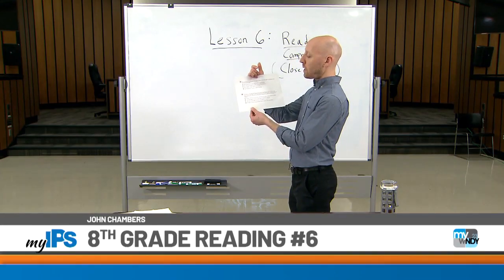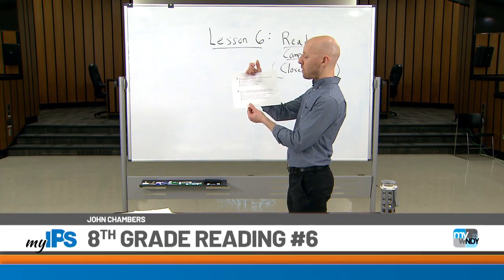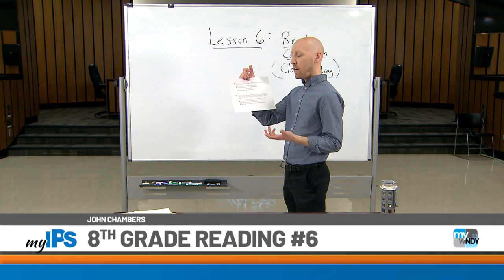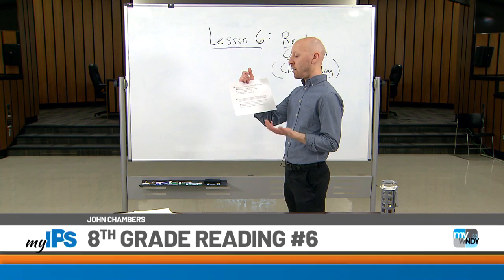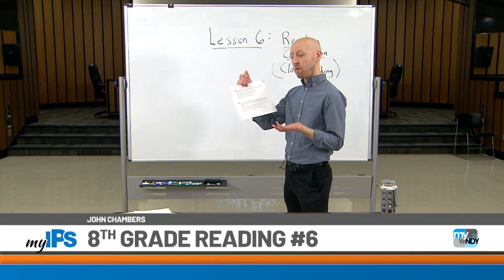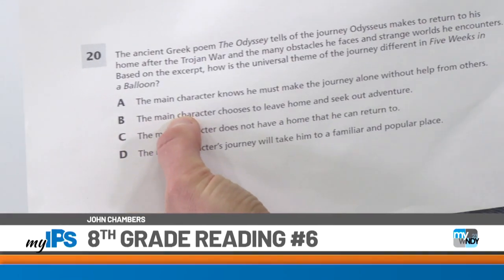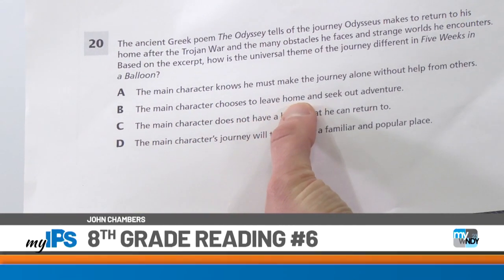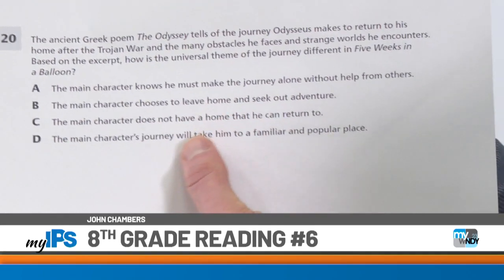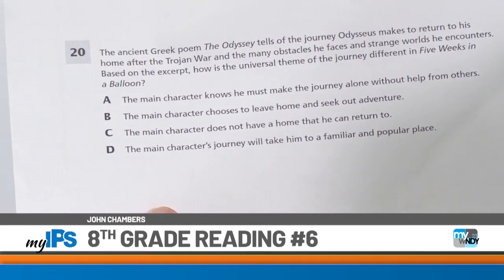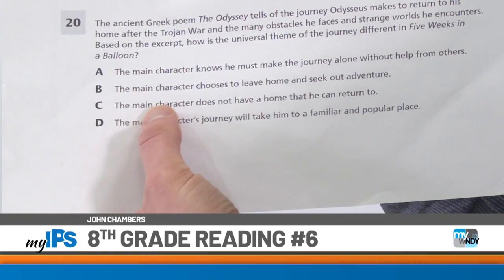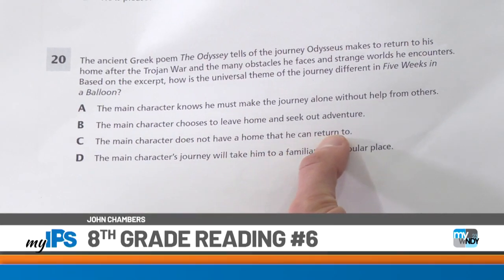Is it A, the main character knows he must make the journey alone without help from others? I think we can cross this out because we know the doctor wants Kennedy to come with him. He doesn't want to go alone. So I'm going to cross out A, or you can do that at home. B, the main character chooses to leave home and seek out adventure. The doctor is definitely doing that. So let's star B.